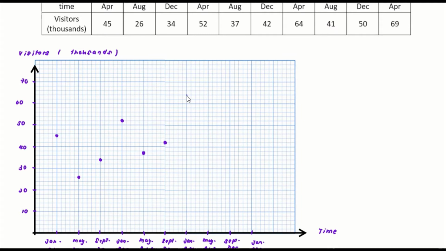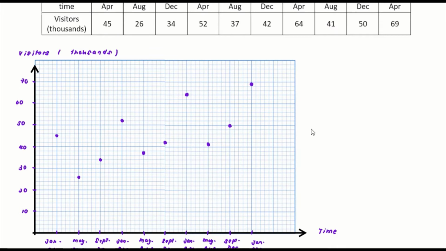64, 41, 50, and also 69. All right, so make sure that you are plotting everything correctly.